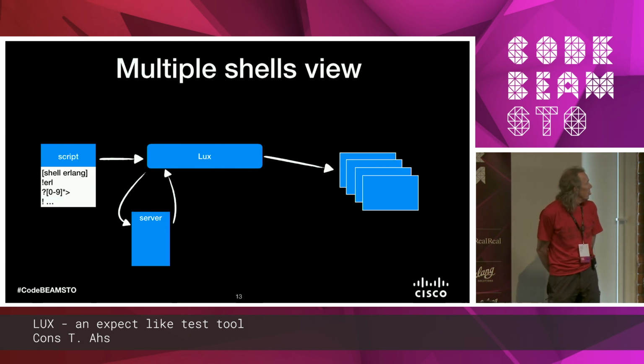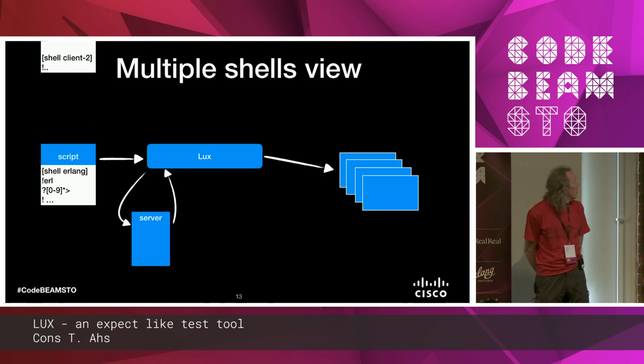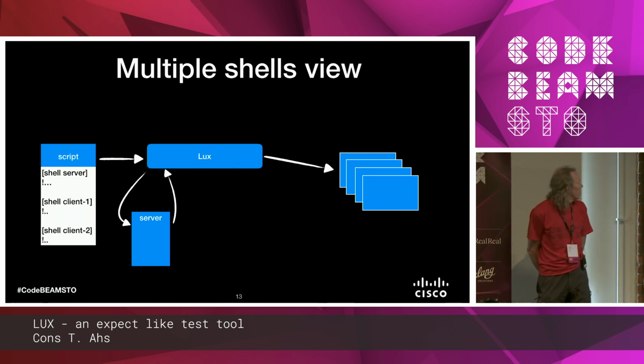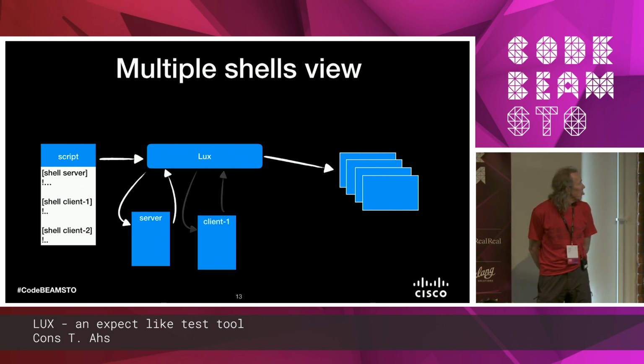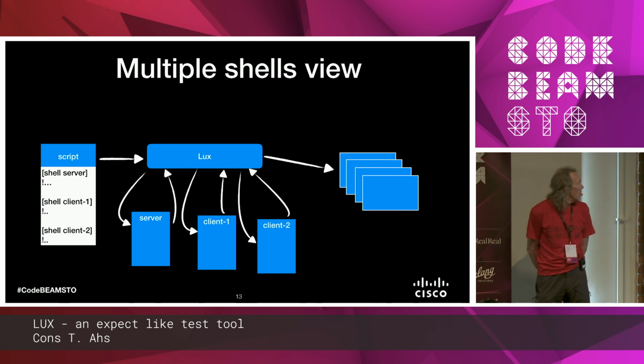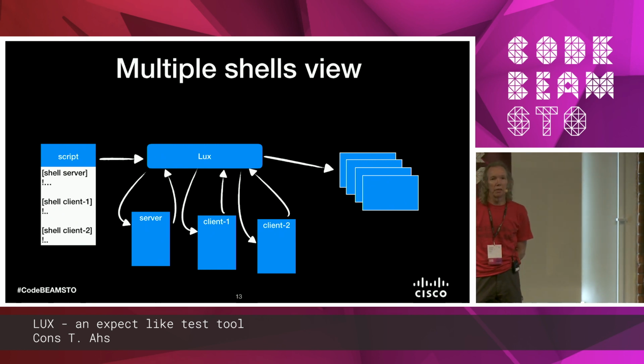And in the multiple shells view, it's just the expected extension of the single shell view. So instead, the script is now several shells, and LUX will create several shells, one for each shell in the script, and they will be created on demand. So they won't exist until they're actually seen in the script.